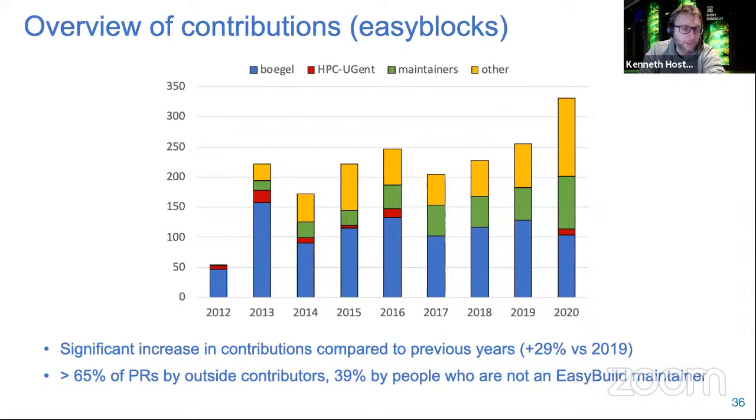Yeah, so about 30% more pull requests, which I guess is the best unit of contributions you can get, compared to the year before, and over 65% by outside contributors. Outside contributors meaning outside of HPC Ghent, and about 40% by people who are not an EasyBuild maintainer. So they propose changes, and then one of the EasyBuild maintainers reviews, tests, and merges those.